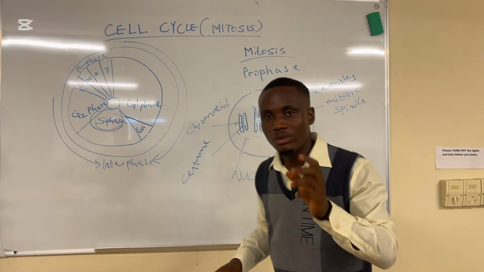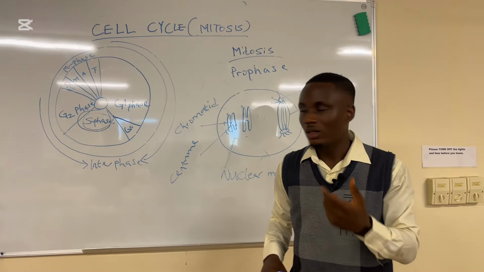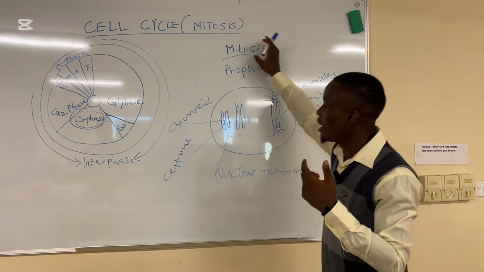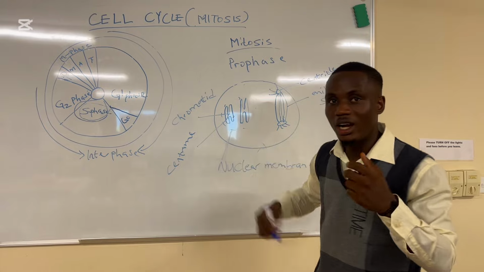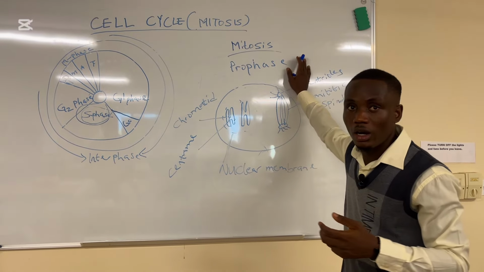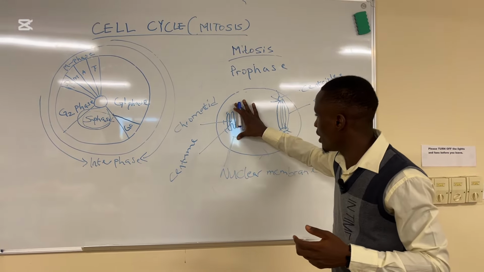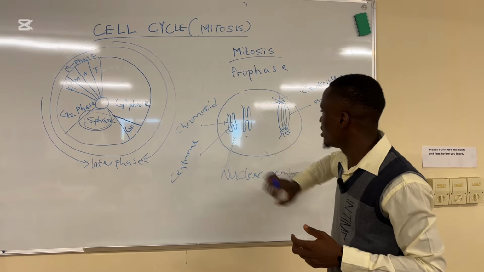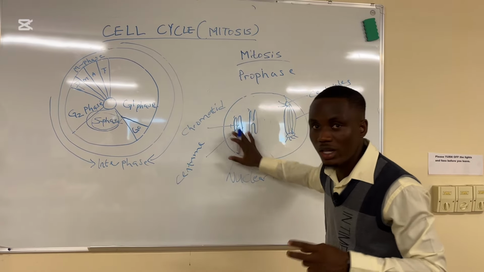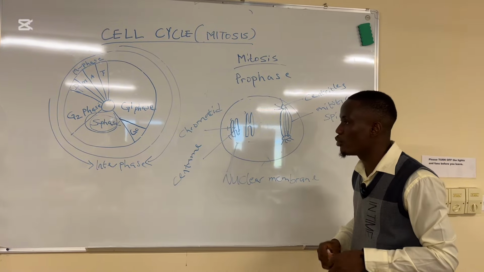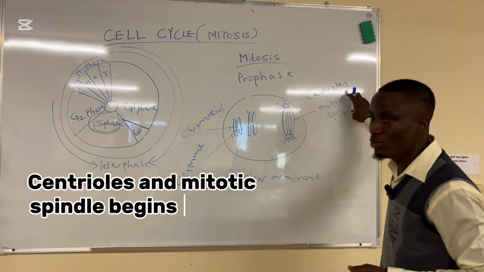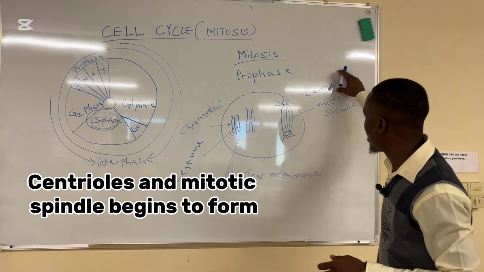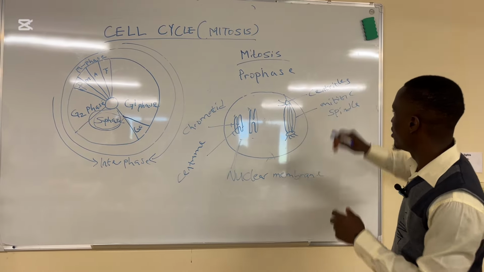Remember, I want you to have something at the back of your mind which I will be repeating. The fact that mitosis is taking place is to make sure we have two daughter cells which are identical to the parent. So here now we have chromatid, and I said the nuclear membrane will begin to disintegrate. The third thing that will happen is that centrioles and mitotic spindle begin to form.